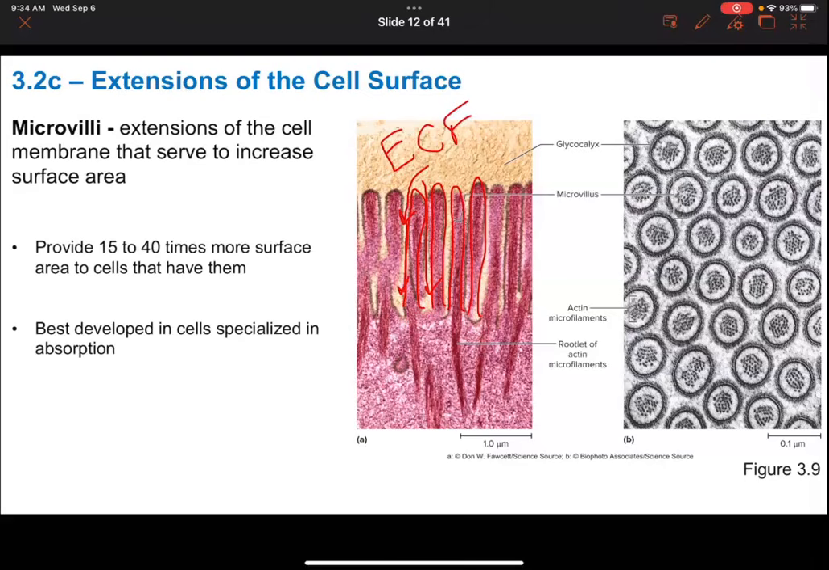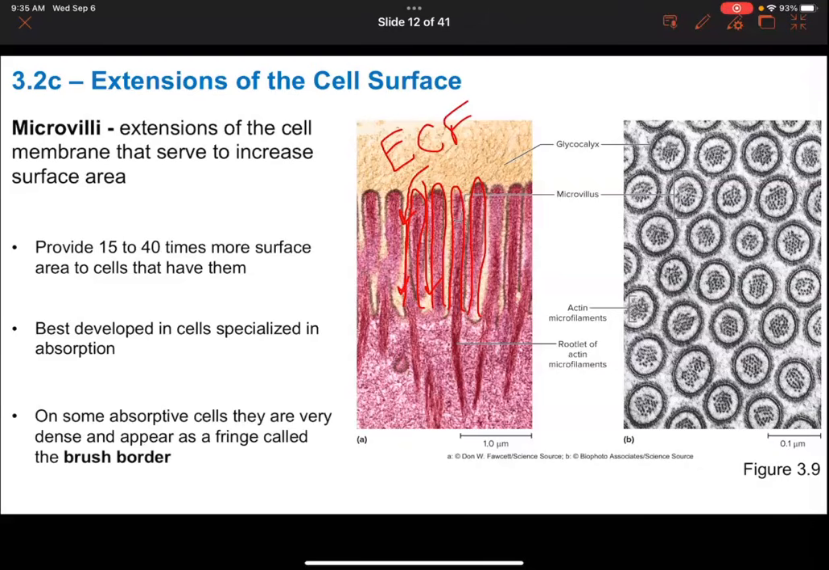In fact, these microvilli provide anywhere between 15 to 40 times more surface area than cells that don't have them. You're going to find these in cells that need to be exposed to that extracellular fluid, specifically areas where cells may need to absorb things from the extracellular fluid. If you think about where in our body we need to absorb things, your digestive system is a prime example.